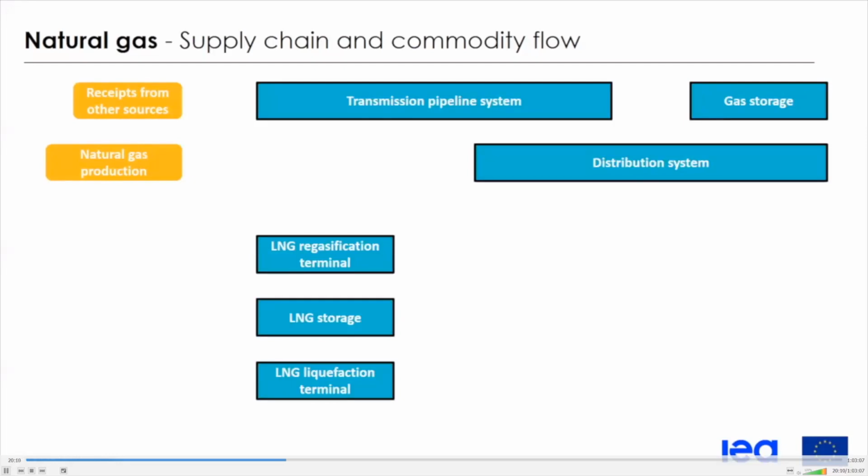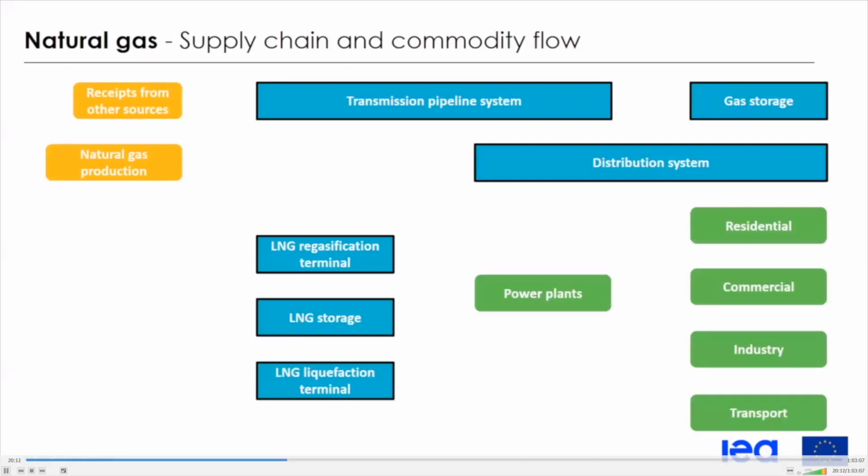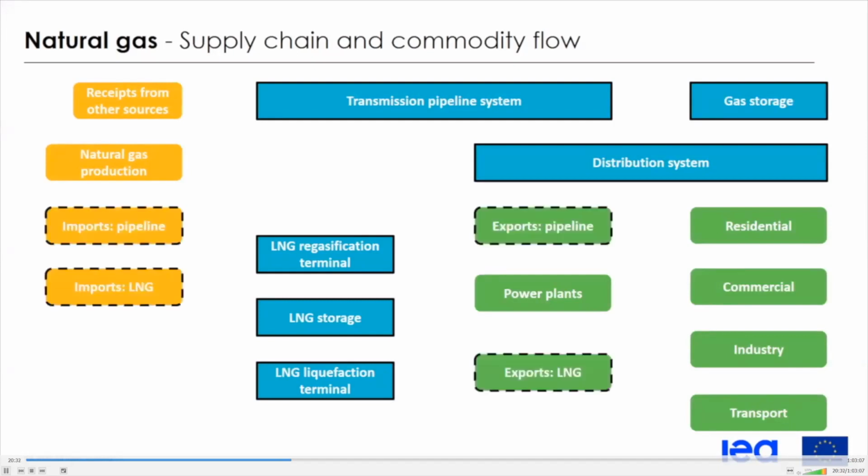Finally, at the end of the chain, natural gas is consumed in different sectors, such as heat and electricity generation in power plants, or water and space heating in the residential and commercial sectors. Another very important part of the supply chain is trade. Natural gas can be imported and exported through pipeline or liquefied.